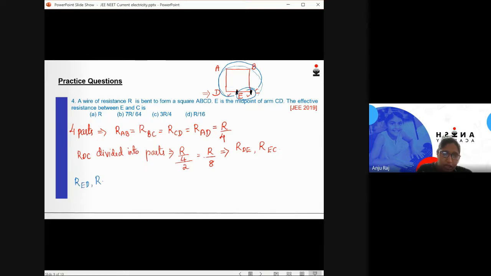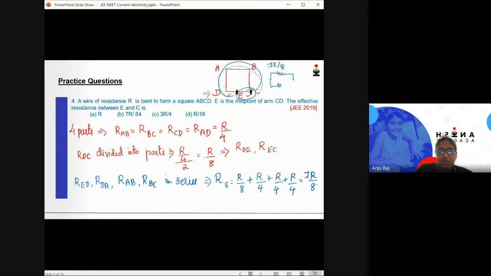RED, RDA, RAB, RBC in series. Series means what? You just have to add up to find the effective resistance. Let me consider the effective resistance as RS. RED has the resistance R by 8. The remaining parts all have the resistance R by 4. If you take the LCM and do the simplification, you will get 7R by 8. Now you got it for all the parts. All the parts together, it is 7R by 8.